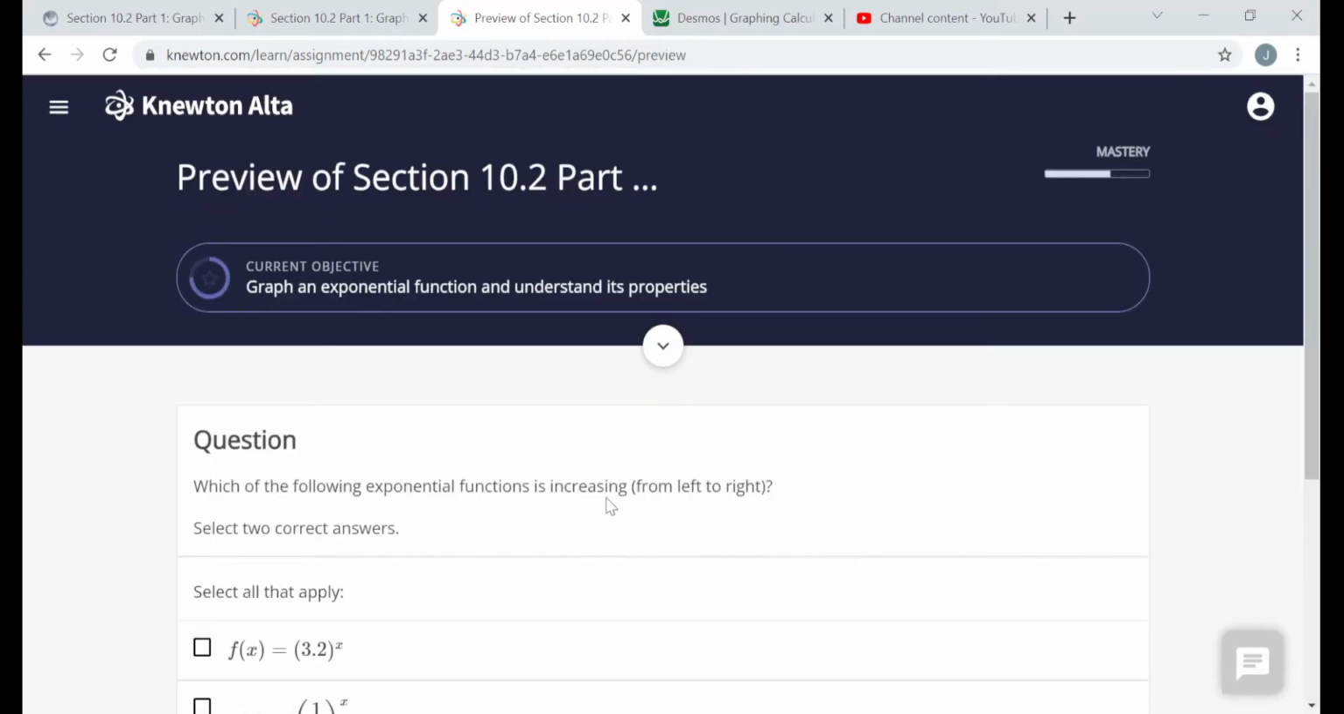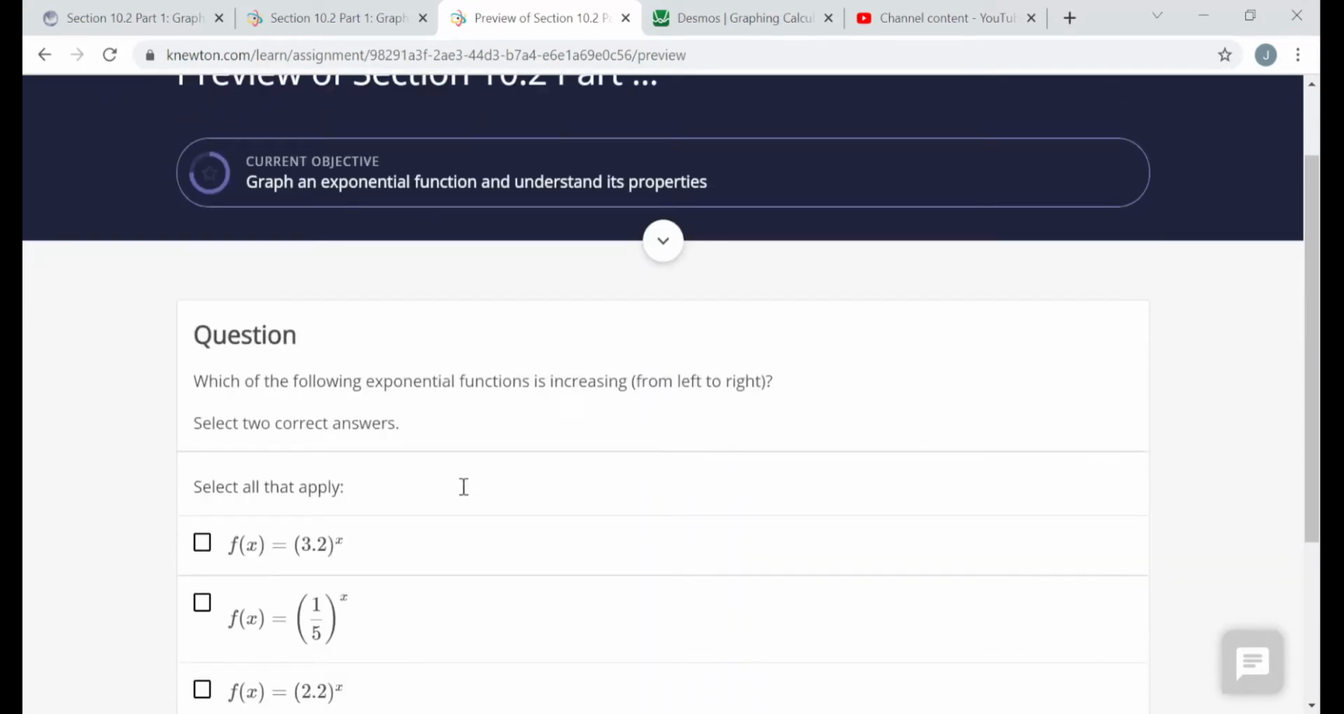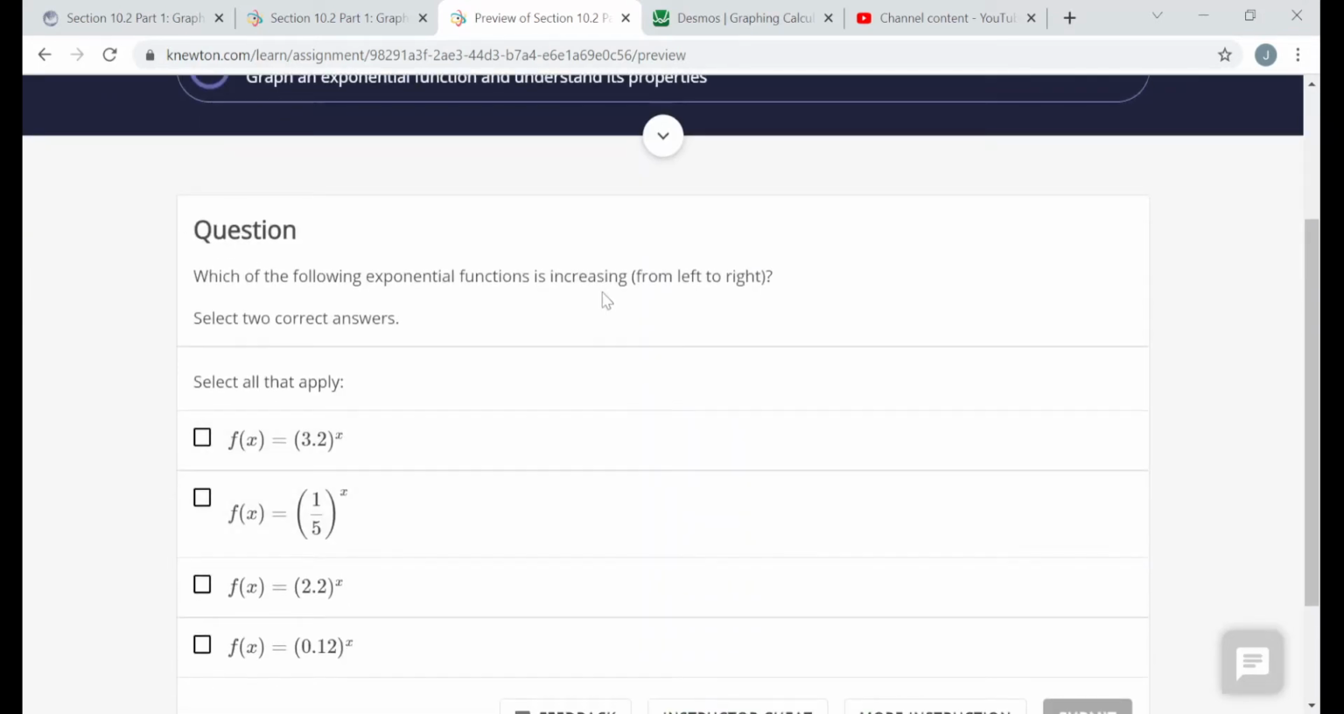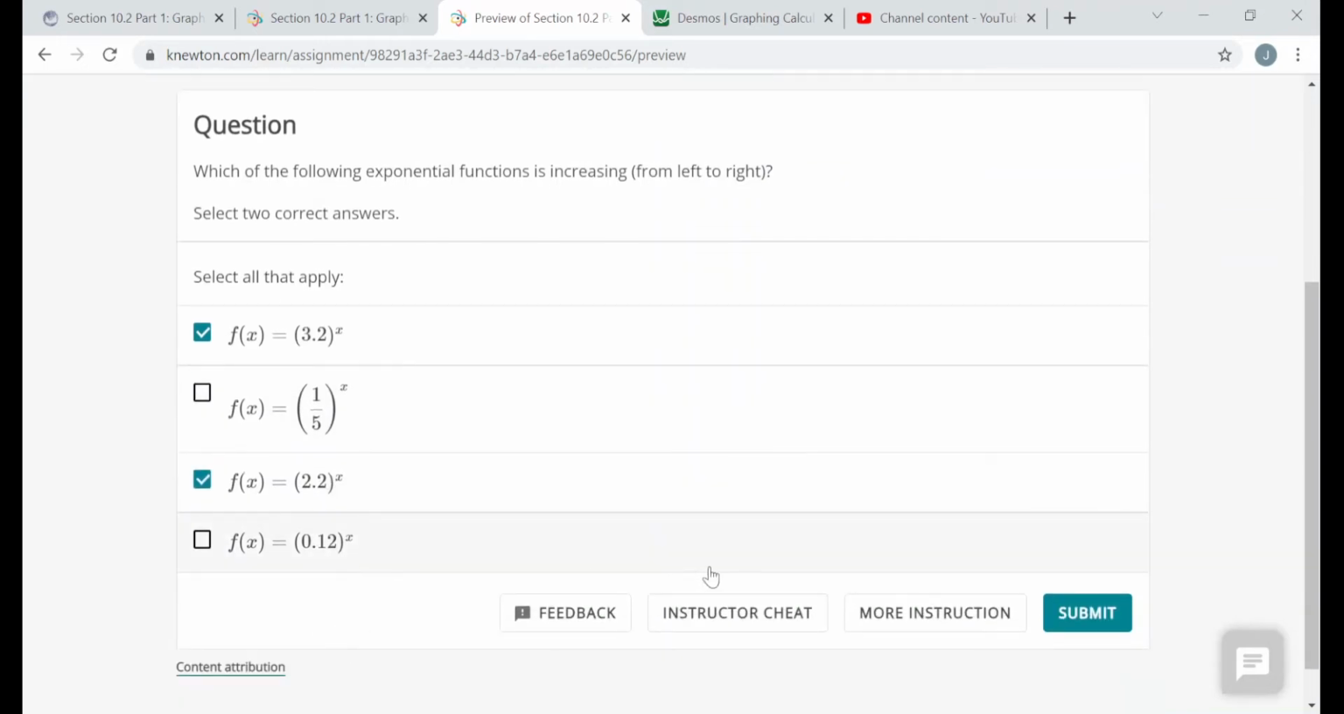And then finally, another increasing one. Based on just the questions I'm seeing here, it looks like they're only asking you about which basic exponential functions are increasing or decreasing from left to right. So increasing again, I'm looking for a base bigger than 1 to the x power. So 3.2 to the x would be increasing. y equals 1/5 to the x would be decreasing. 2.2 to the x would be increasing, and 0.12 to the x would be decreasing. So just the ones that I highlighted there, 3.2 to the x and y equals 2.2 to the x.